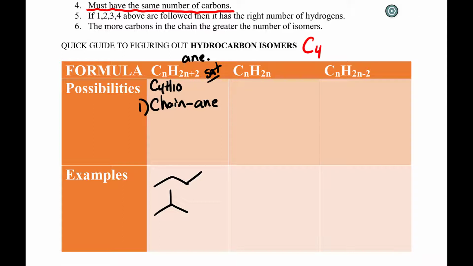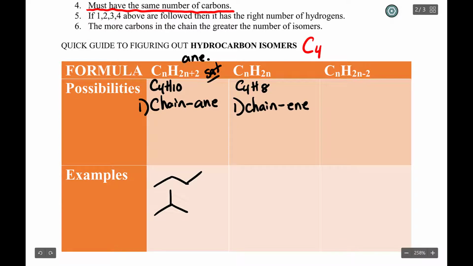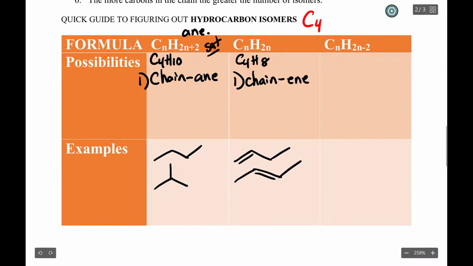Now, when you have a CnH2n formula, there are a couple of possibilities. Now, this would be C4H8. First of all, I could have a chain monoene. Okay, so one double bond. So I could have something like this. I could have but-1-ene, or I could have but-2-ene, or I could have a propene with a methyl group coming off of it. Okay, so those are all possibilities.